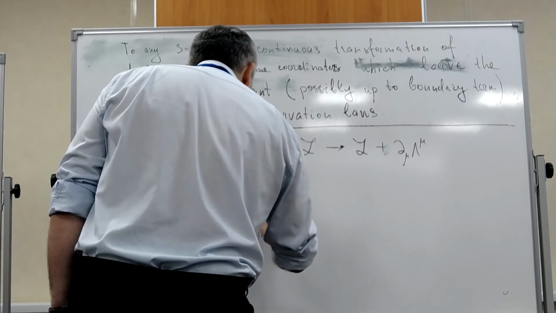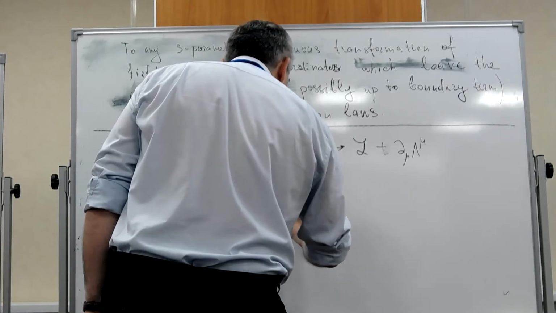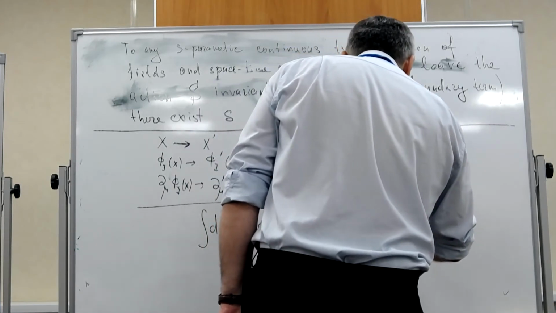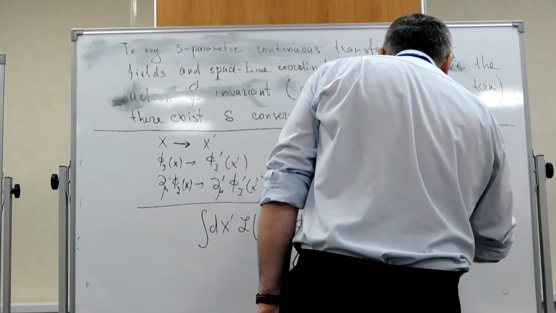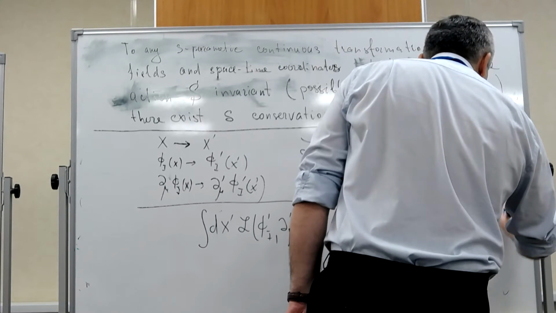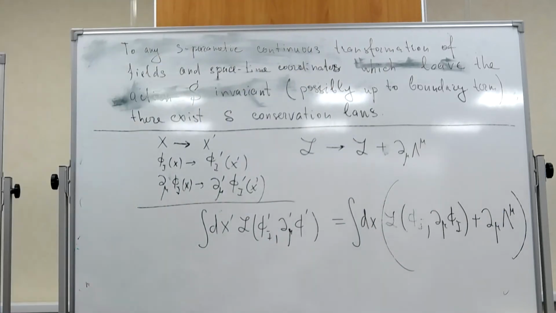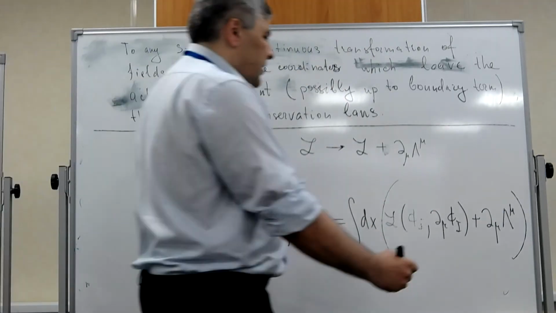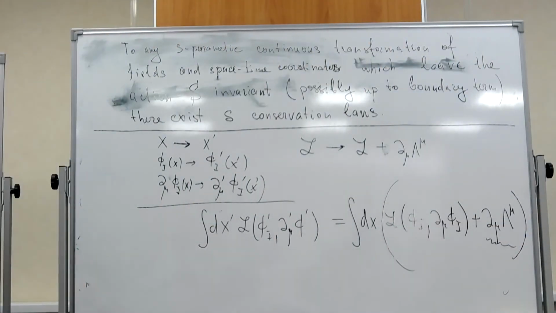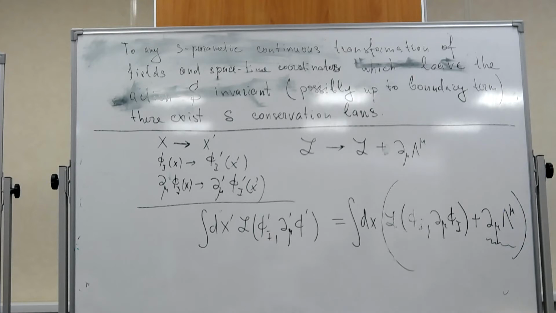what is meant here by invariance, let me write it explicitly, is that now you have an integral under the change of coordinates and the fields. The action takes the form dx prime of the Lagrangian, depending now on phi prime I and d mu phi prime I, which should be equal to dx of the original Lagrangian, phi I, d mu phi I, possibly also changing by the boundary term.